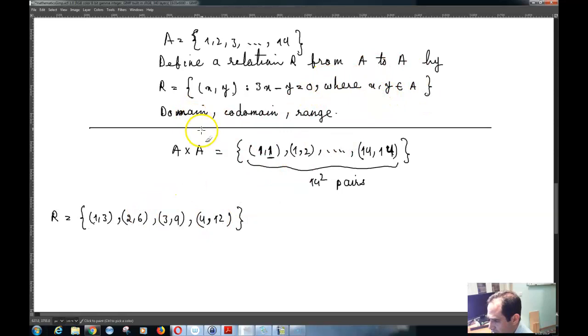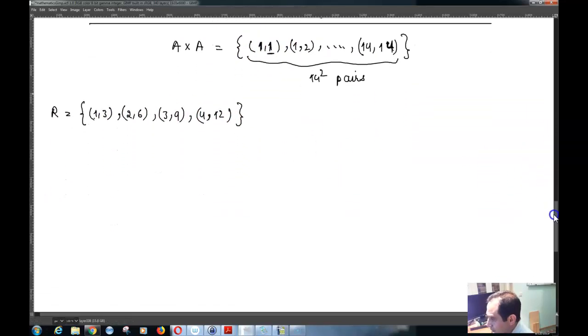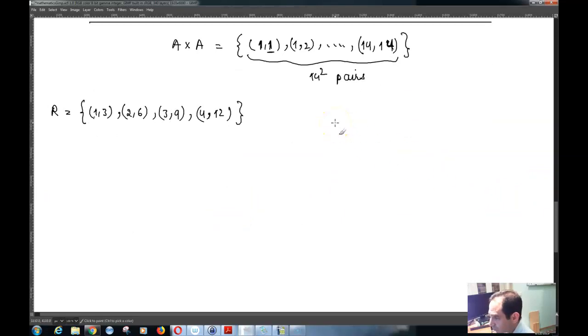And now you want to write the codomain, the domain, and the range of this relation. Basically, to write the domain of the relation, you can write the domain of R is equal to {1, 2, 3, 4}.